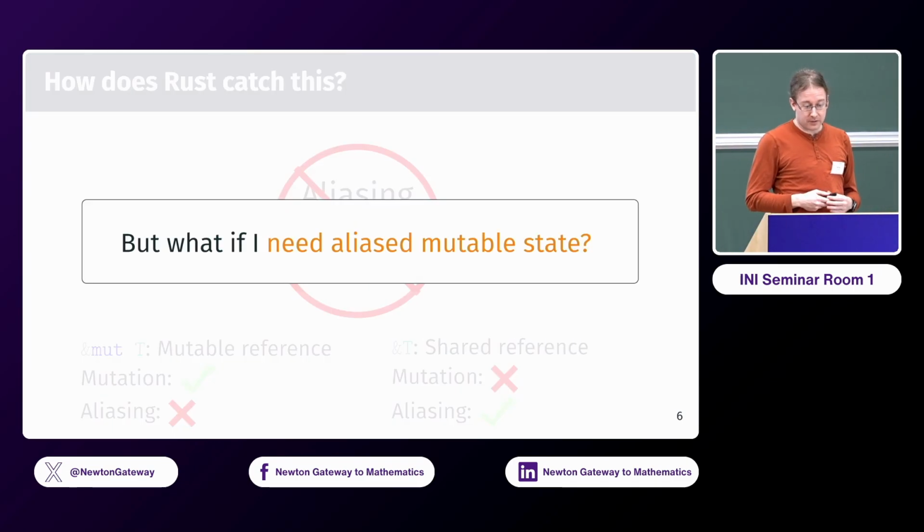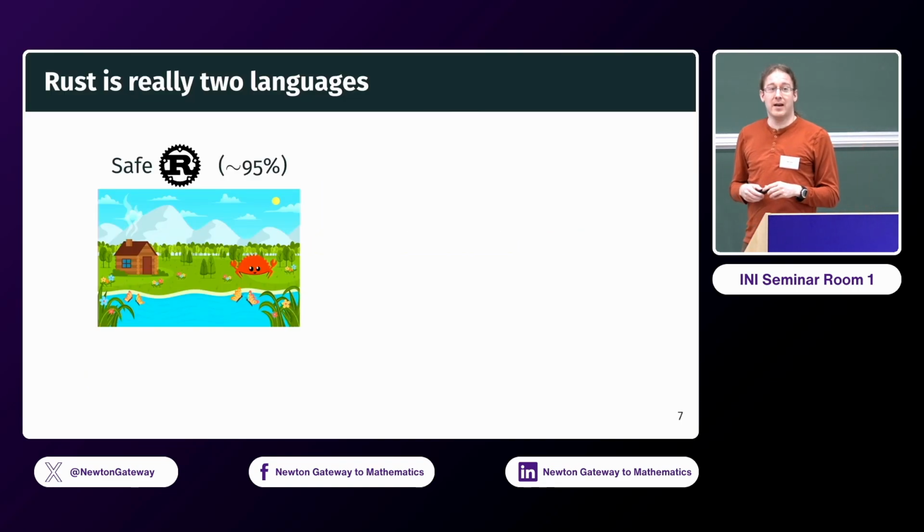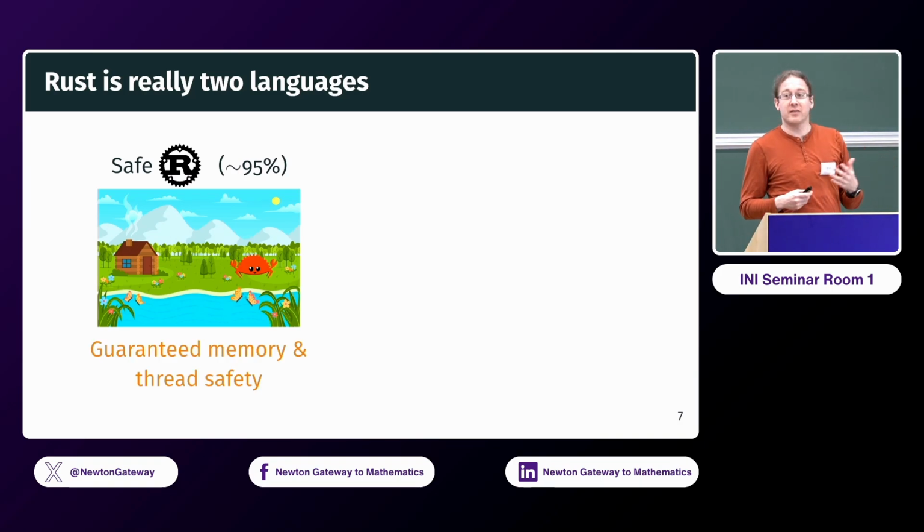However, of course, sometimes you actually do need shared mutable state. And so the Rust answer to that is that Rust is really two languages. On the one hand, we have safe Rust, which is a very happy place where everything is nice, and where we have guaranteed memory safety and thread safety. This is the by-construction part that was mentioned in an earlier talk today. And this is maybe around 95% of the language. It's a bit hard to put a concrete number on that, so don't quote me on this, but this is the rough ballpark that it seems to be around.